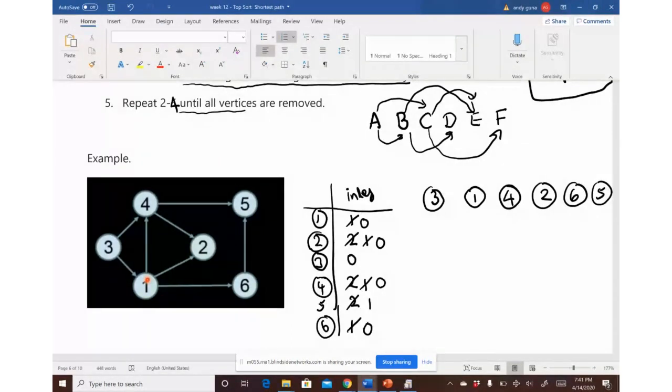So make sure it's the right thing, read all the links. So 3 has a link to 1 and 4. And 1 has a link to 4, 2, and 6. And 4 has links to 2 and 5. And then 2 has links to nothing. 5 has links to nothing. 6 has a link to 5. So we found the topological order, and that's how this is going to work, right?